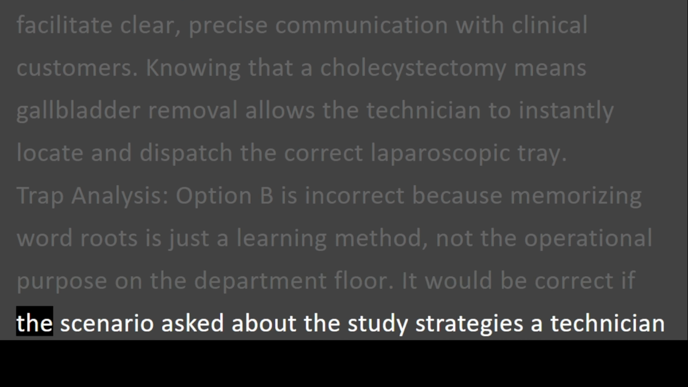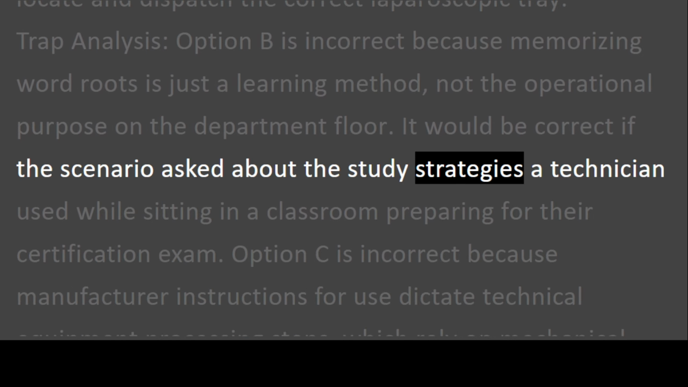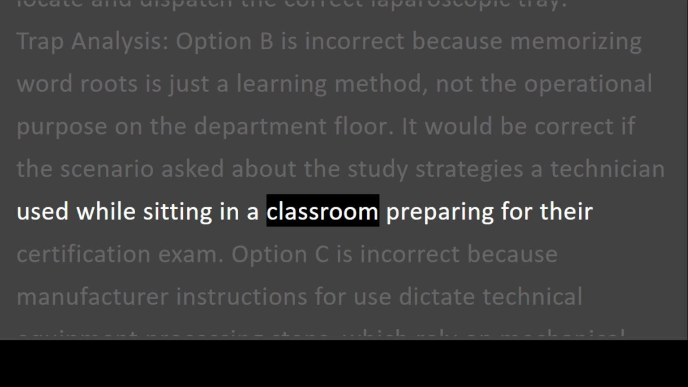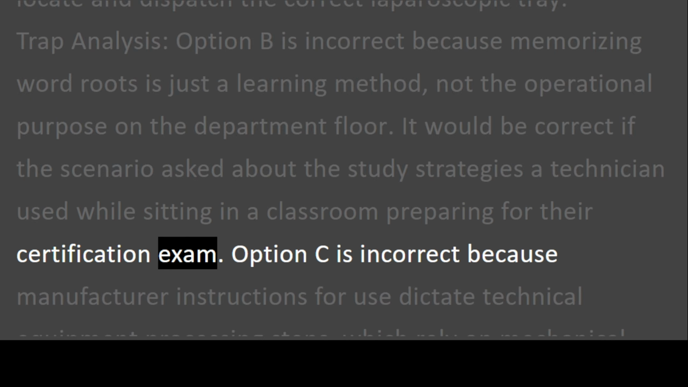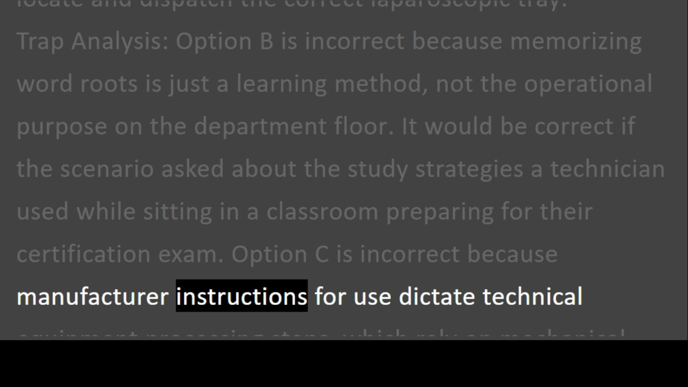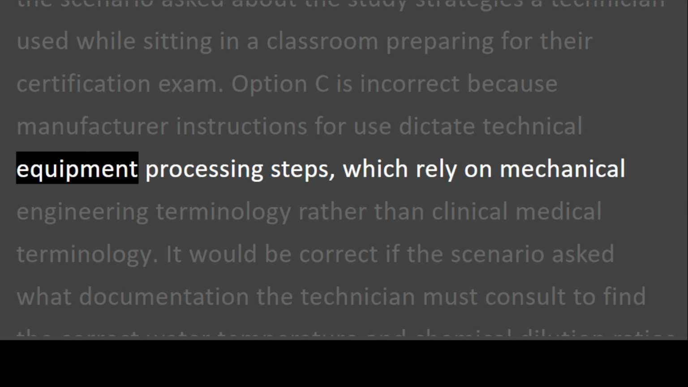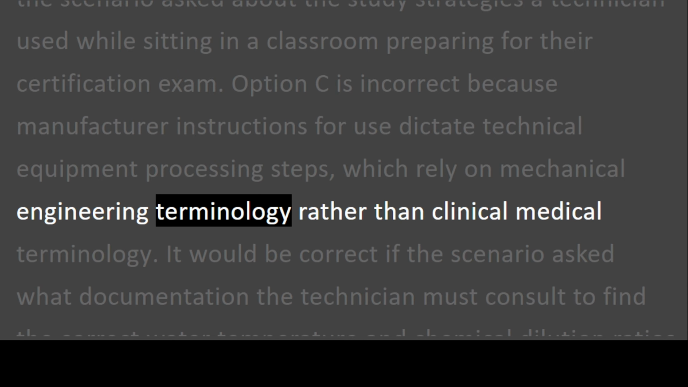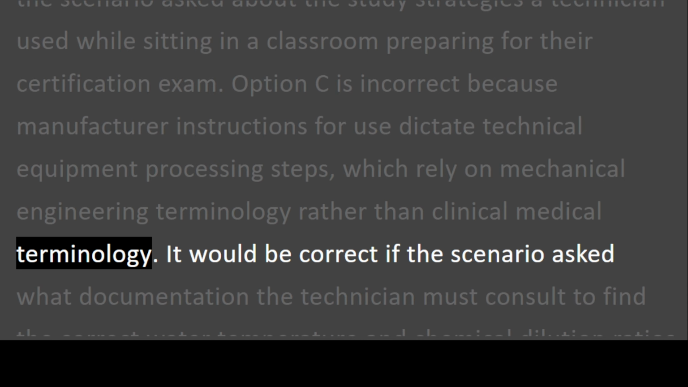It would be correct if the scenario asked about the study strategies a technician used while sitting in a classroom preparing for their certification exam. Option C is incorrect because manufacturer instructions for use dictate technical equipment processing steps, which rely on mechanical engineering terminology rather than clinical medical terminology.